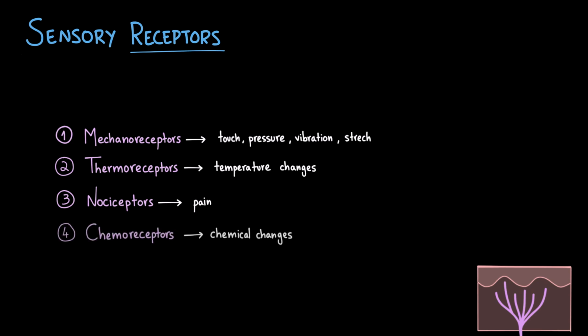Then we have chemoreceptors that detect chemical changes, such as oxygen or carbon dioxide levels in the blood or the concentration of molecules in our environment. You'll find them in places like the carotid bodies and aortic arch, where they help regulate breathing. Last but not least, we have our photoreceptors. Found only in the retina of the eye, these respond to light and make vision possible.